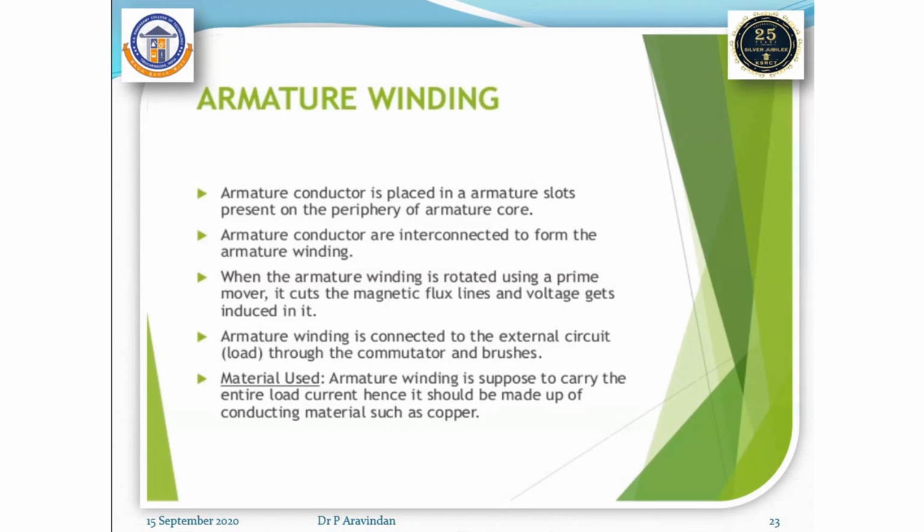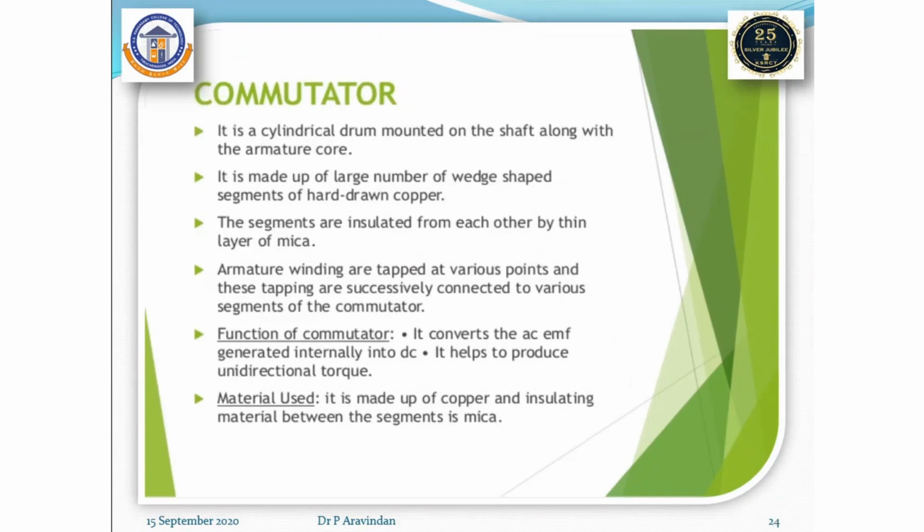So, the materials used for the armature winding: it is supposed to carry the entire load current, hence it should be made of conducting materials such as copper. Here, one thing you have to recall: if it is a motor, we give the supply from outside to inside. If it is a generator, it is generated inside the armature and given to the outside. This is the current direction. You always have to keep in mind that we are going to study using the circuit symbol of the DC motor. The commutator, what you studied, the same thing you have to recall here.